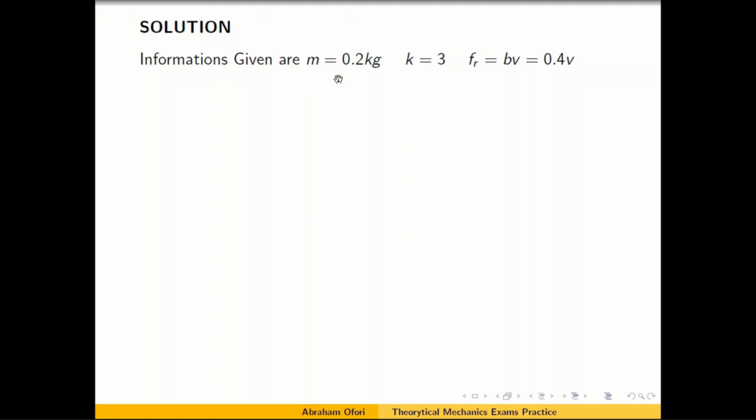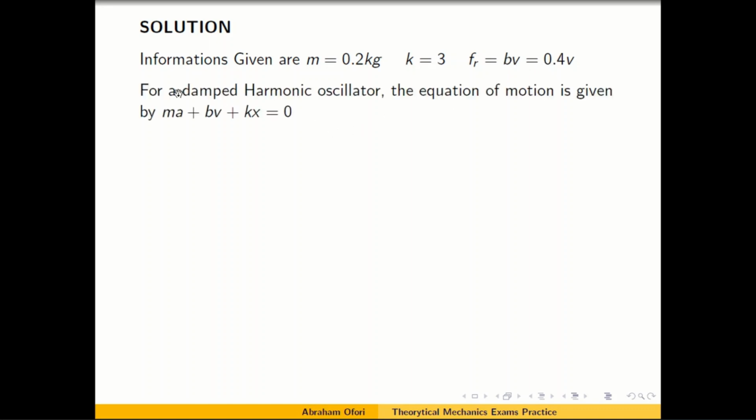Information given are mass, which is equal to 0.2 kilogram, the spring constant, which is equal to 3, the resistance force, which is equal to BV, and is given as 0.4 V. So you have to compare this. After comparing them, you see that B is 0.4. Okay. So for a damped harmonic oscillator, it is being damped by the resistance force.